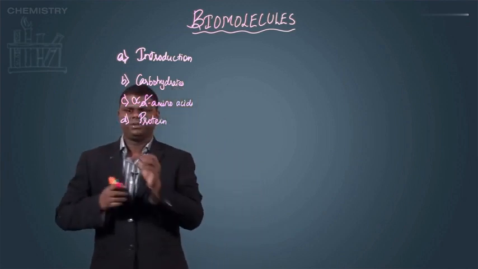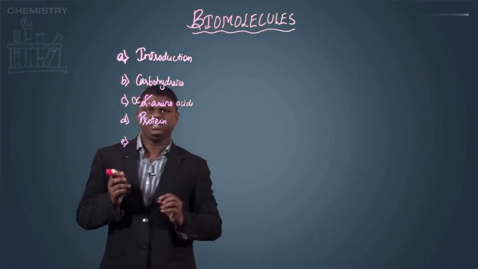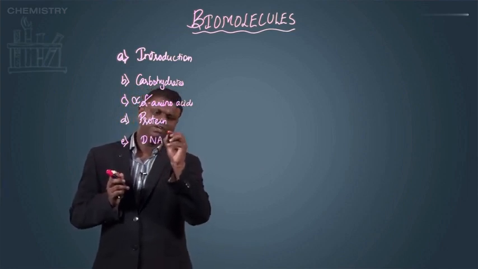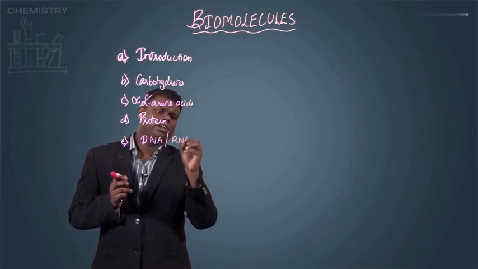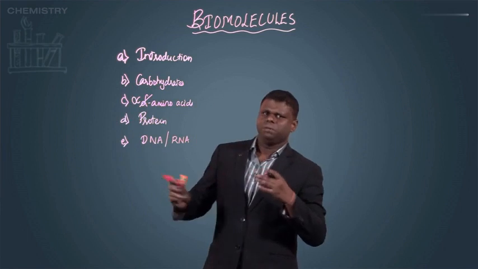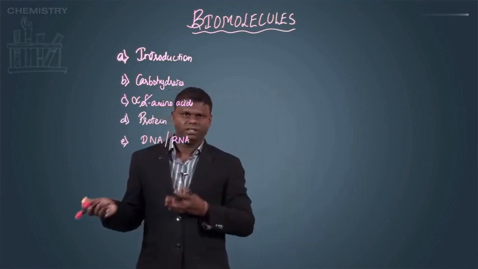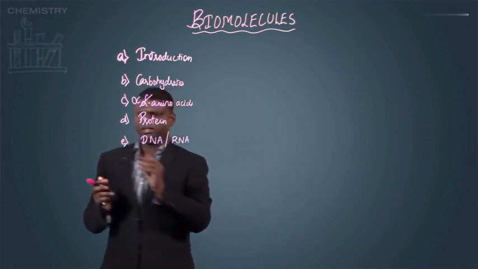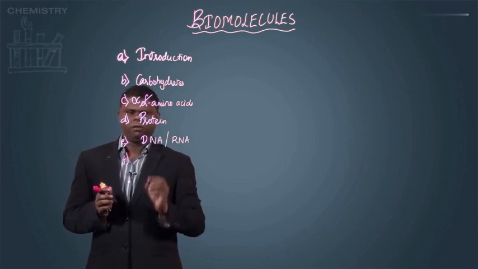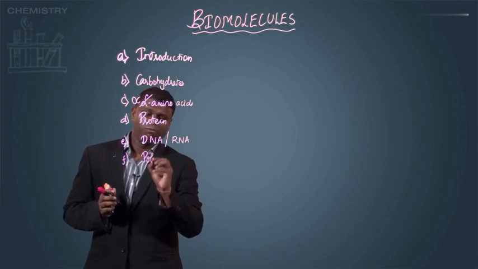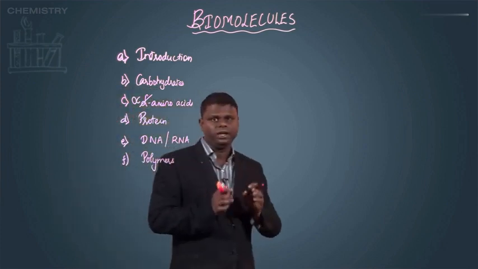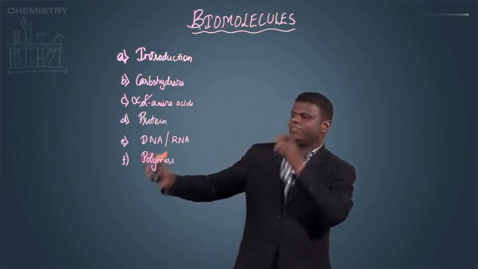We'll be studying the chemistry behind it, and then we'll be studying DNA and RNA, right? Something which you might have already studied a lot in biology, and some basic science when you were at your school level, right? Then after DNA and RNA, we'll be studying polymers, right? Polymers, this is the most important and interesting part of chemistry.